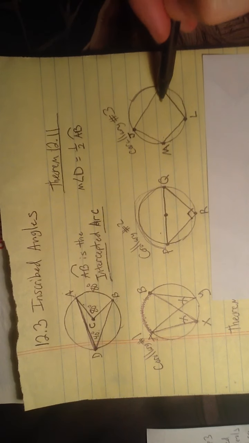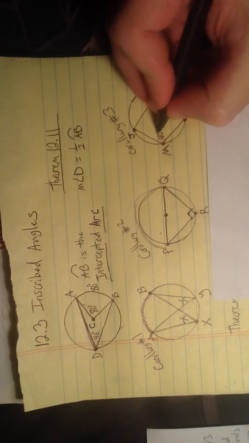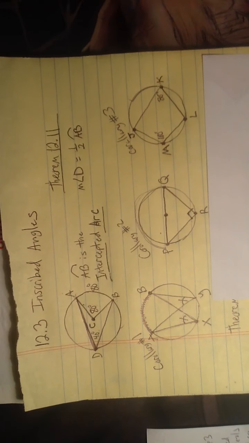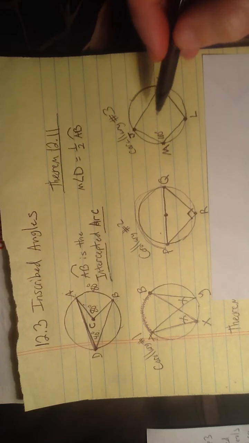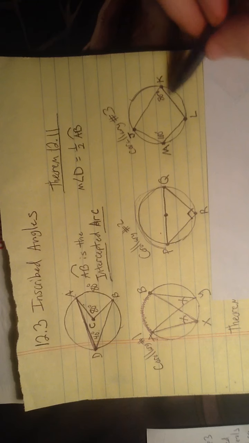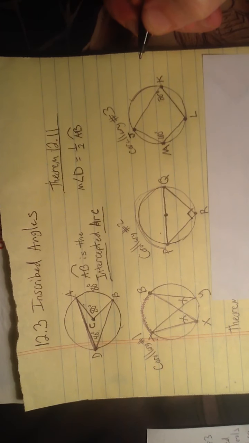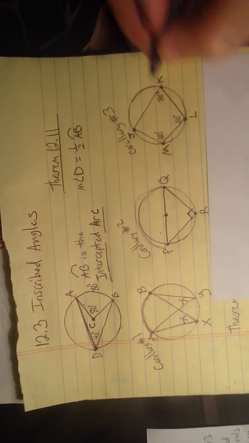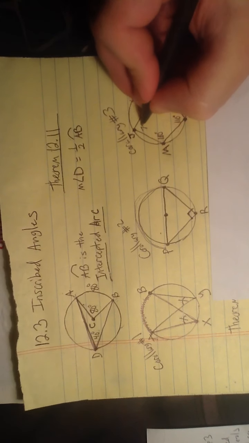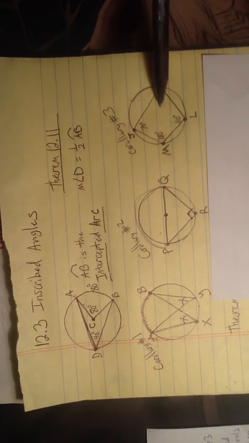are going to be supplementary every single time. So if this is 100 degrees, this has to be 80. And again, I'm just making this up, okay? And then let's say this angle right here, we'll call this one 110 just to be different. So then this one would have to be 70 degrees. Opposite angles are supplementary. And that's what the third corollary says.